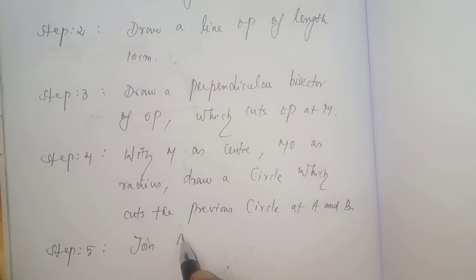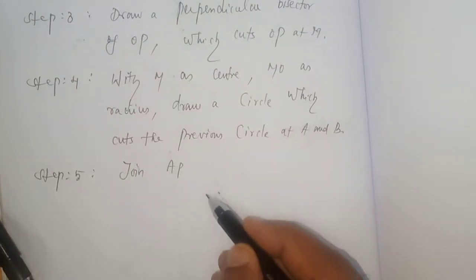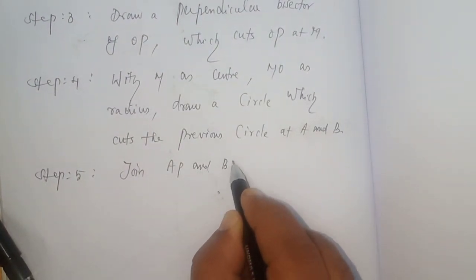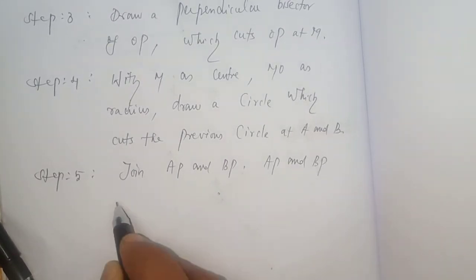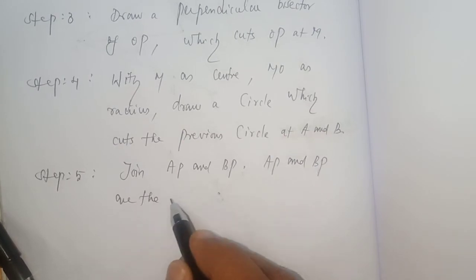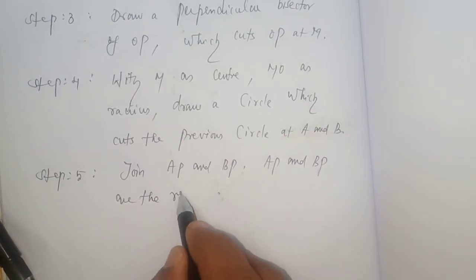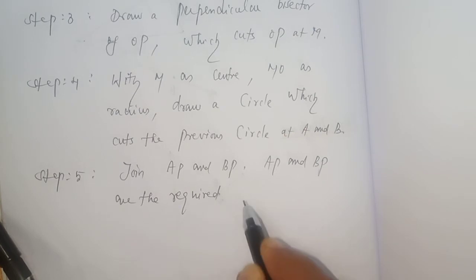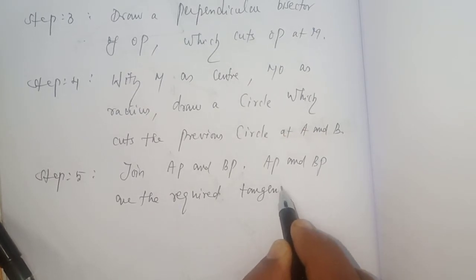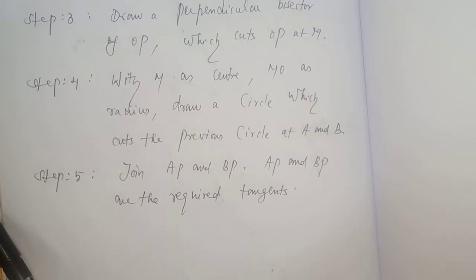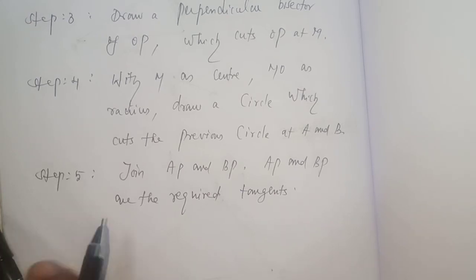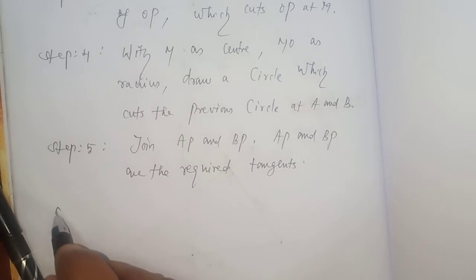Join AP and BP. AP and BP are the required tangents. Thus, length of the tangents are PA equals PB equals. Step number 6.